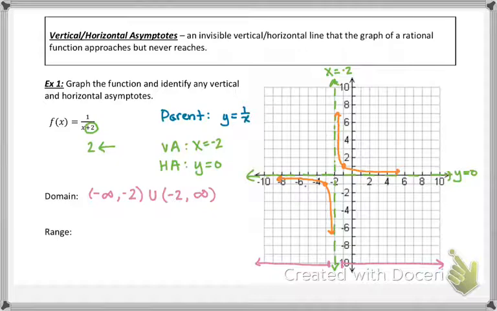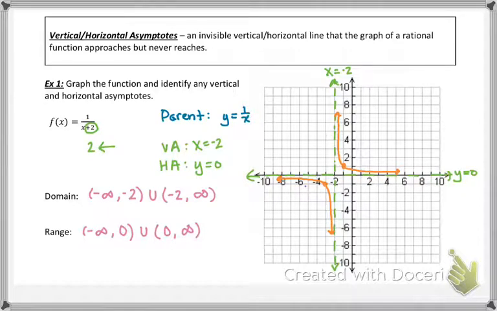Now for my range, I'm going to look up my graph from bottom to top. Looking at my graph on the bottom, the arrow keeps going down. So I'm going to start at negative infinity on the bottom, and I'm going to move up, and it looks like I have to stop at 0 because there's a gap at 0, so not including 0. And then union from 0 to infinity, again not including 0.